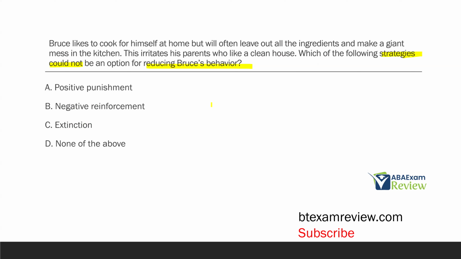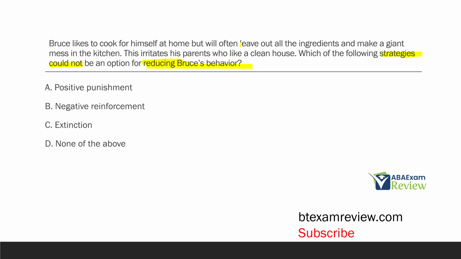So it's a not question, right? And with the not question, we're typically looking for 3 answers that could do something and 1 that couldn't. In this case, we're looking for an option that could not reduce behavior. We know Bruce likes to cook for himself at home, leaving out all the ingredients, makes a giant mess, irritates his parents. It's not really important here, right? Because we're looking at strategy, and a strategy that is not an option for a reduction.